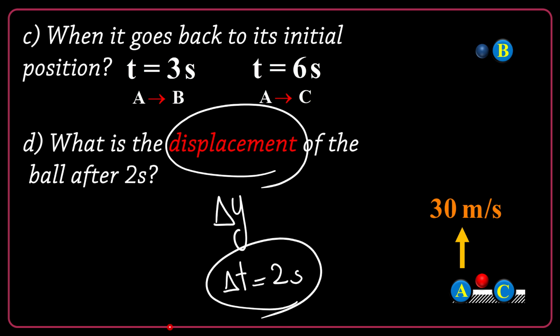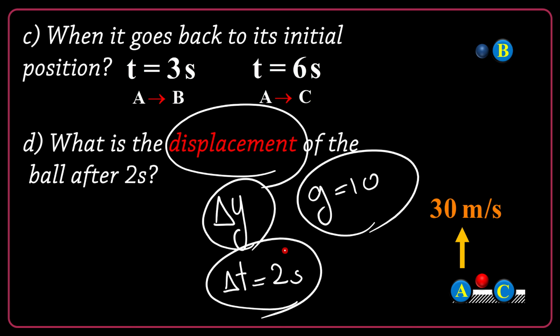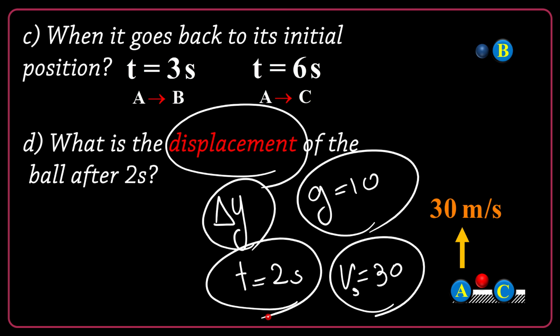Let's consider again what the given quantities are. What is the goal? The goal is delta y. The given quantities are g, which is 10. I know that, the free fall acceleration. Delta t is given to be 2 seconds. It's the same as t. And also I know that the initial velocity here is 30. Okay, let's find the solution using the equation that matches best for the easiest approach.